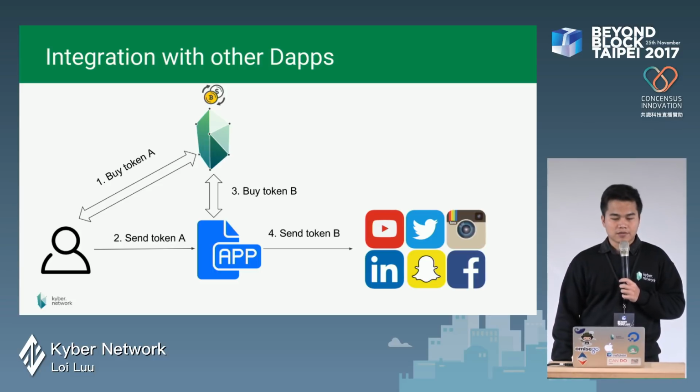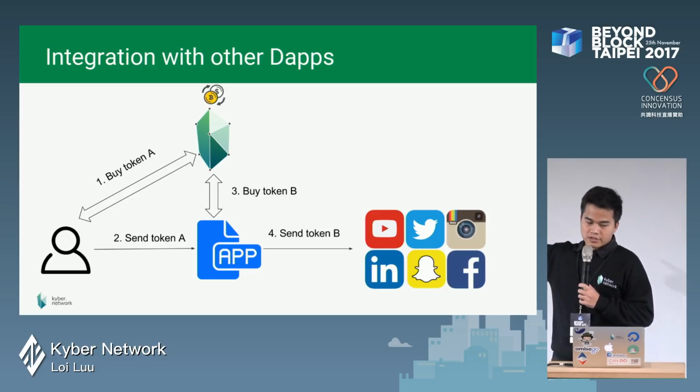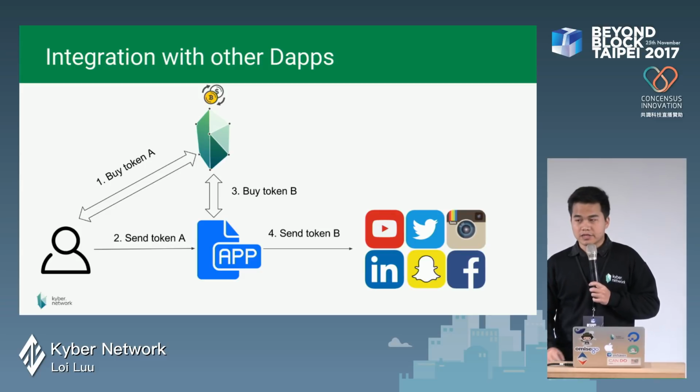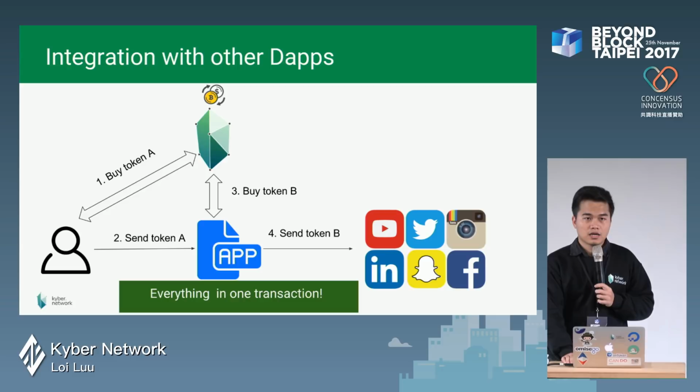They can just buy tokens from Kyber on the fly. So they can just buy token A from Kyber and send the token A to the app in the same transaction, and the app can buy other token B from Kyber as well, and send token B to some other app, right? Everything happens within one single transaction, right?